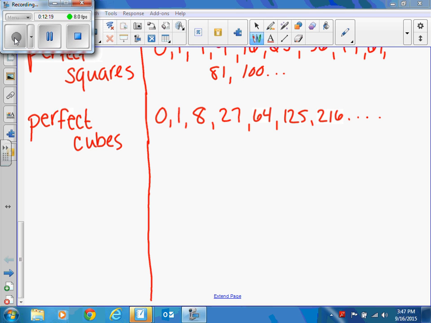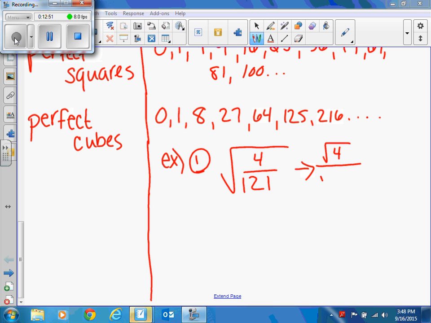So for our example, we have the square root of 4 over 121. Now you'll have your graphing calculator. What I don't want you guys to be doing is going in there and typing in the calculator the square root of 4 divided by 121. But what you need to do is look at it and break it up into two separate parts. So we can say the square root of 4 over the square root of 121. And when you're working with squares, that's perfectly acceptable to do.